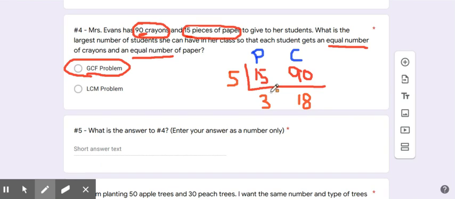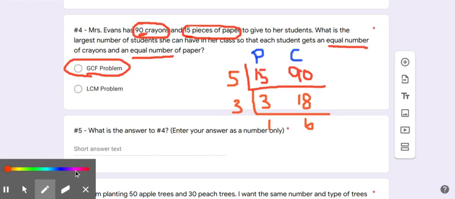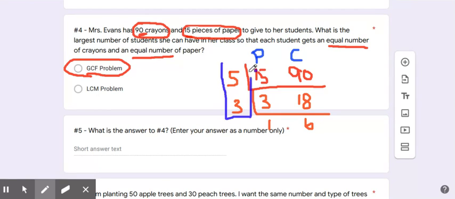What is a common factor between 3 and 18? That would be 3, right? So make an additional ladder. Pull out the common factor of 3. I know 3 times 1 is 3, and 3 times 6 is 18. 1 and 6 don't have a common factor other than 1, so you're done making ladders. And because you want the GCF, you go straight down and you multiply these numbers together. So 5 times 3 is 15.